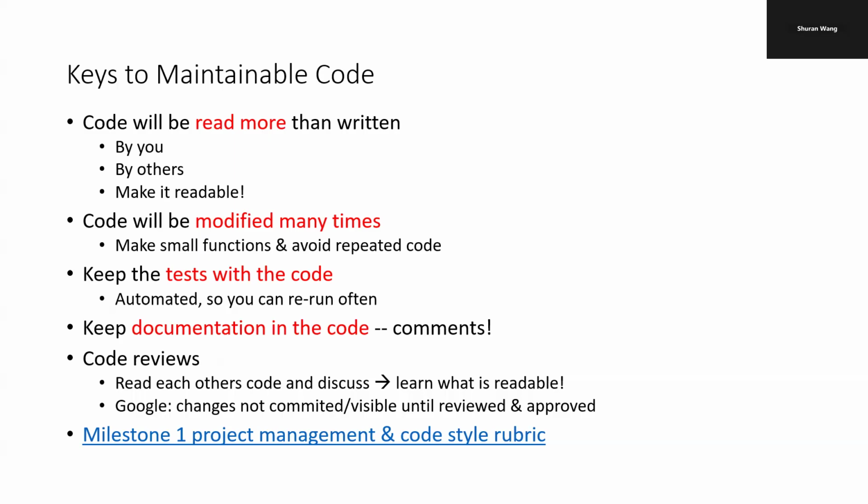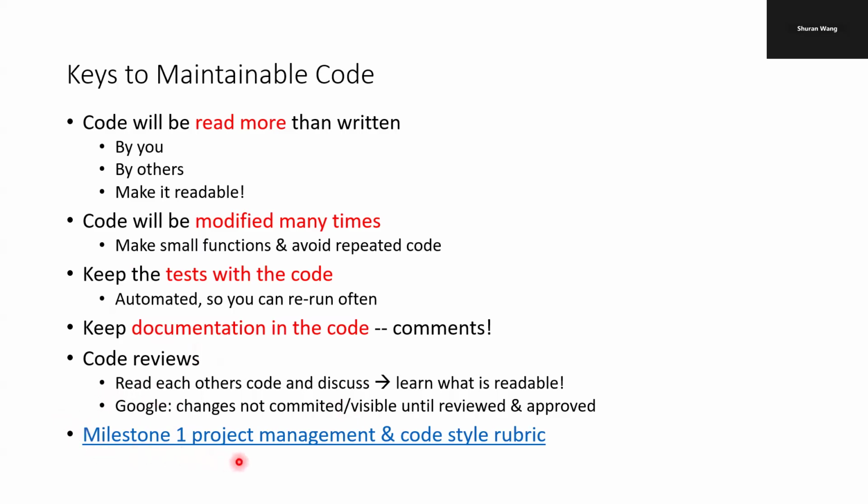Keep the documentation in your code using comments. Top-level comments are always more important than lower level. Do code reviews amongst your teammates. Read each other's code and discuss what is readable, what is not. According to Google, you should not commit any change until it's reviewed and approved by someone else.